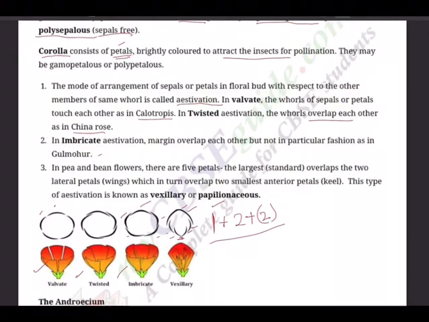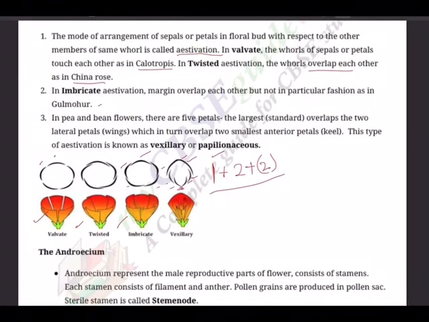Moving ahead, third one, and before I go to androecium, I want you to collect one flower each like this and understand the aestivation. Then the concept is very clear to you.